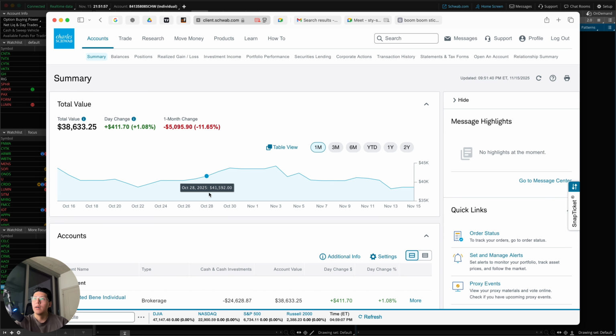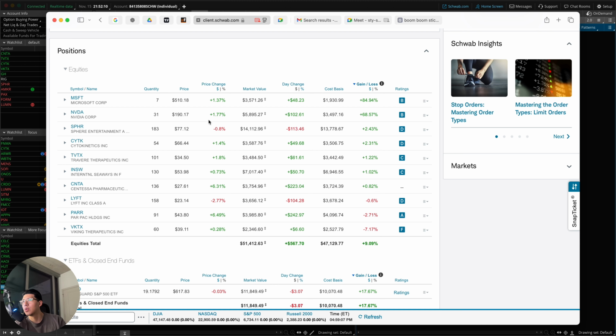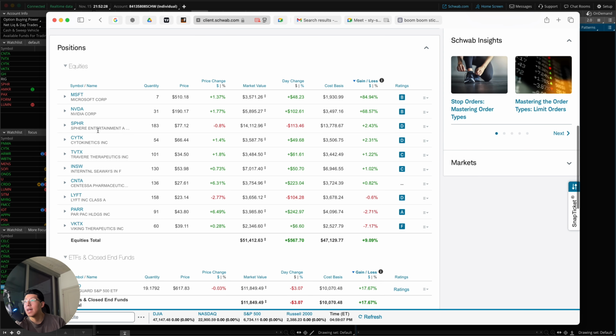So I have some trades. The most that I have right now is in NVIDIA. I went in in June and already took some profits. I'm still up 68%. I went in with, I think, $7,000, and it was just straight shares, as you can see. Sapphire has been fluctuating, but I'm in with $14,000, that's like 183 shares. CYTC, I'm in with $3,500.